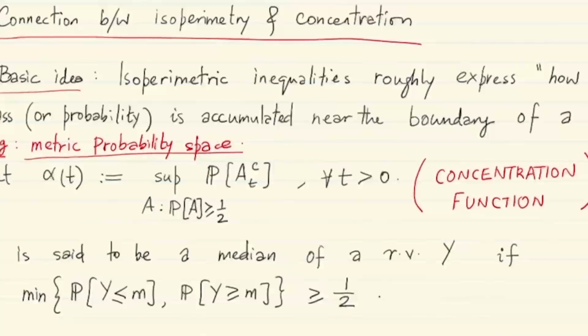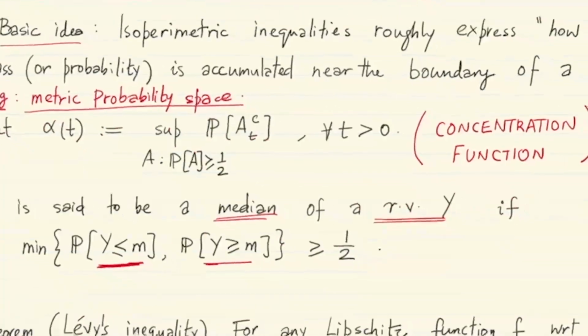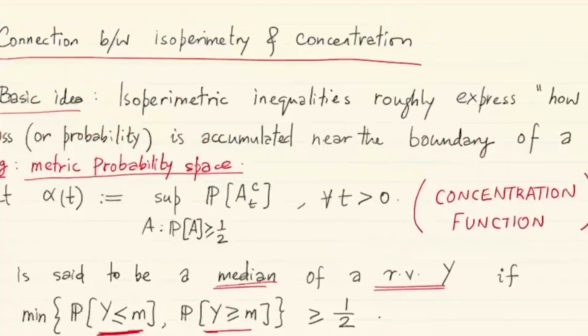Okay, and another definition that we will often need is that of a median of a random variable. So what is the median of a random variable? A median of a random variable is any value such that the probability that the random variable is either at most that value or at least that value are both at least half. There can be many medians for a single random variable, it's not unique, but we will call M a median if this property is satisfied.